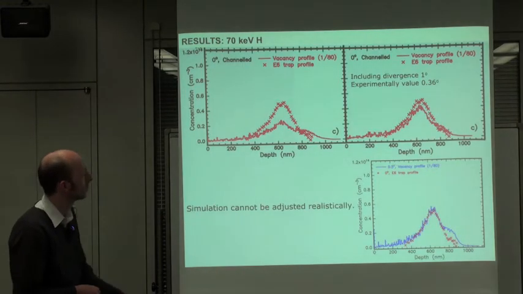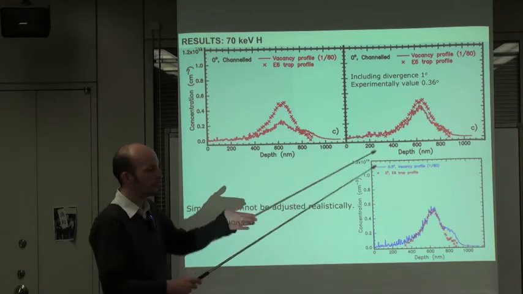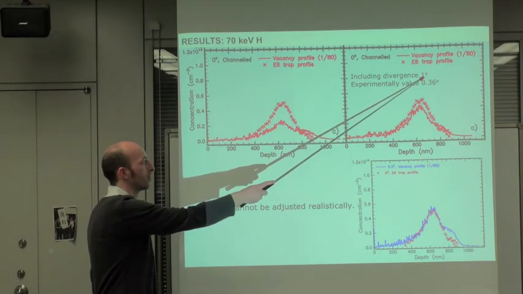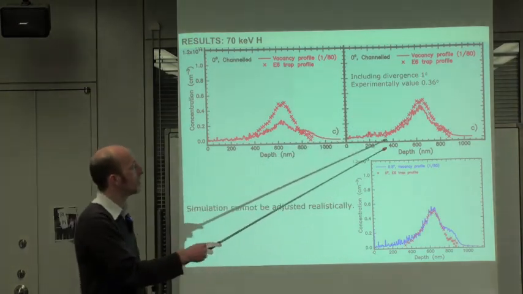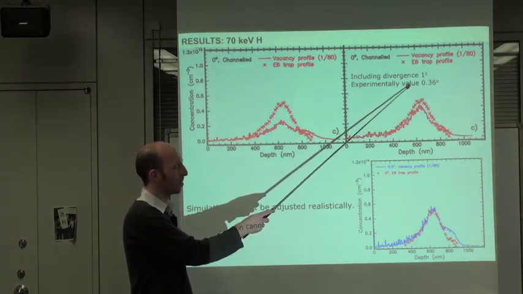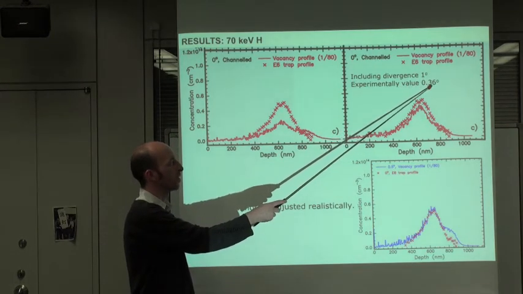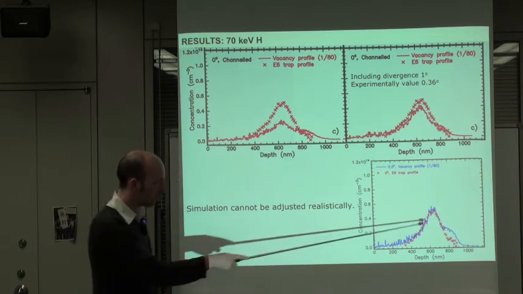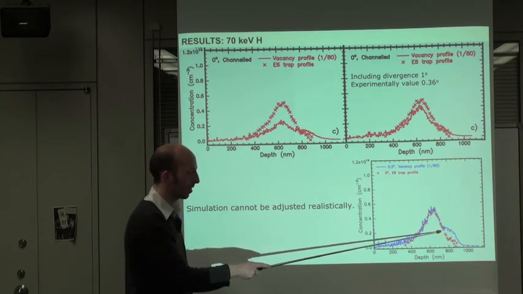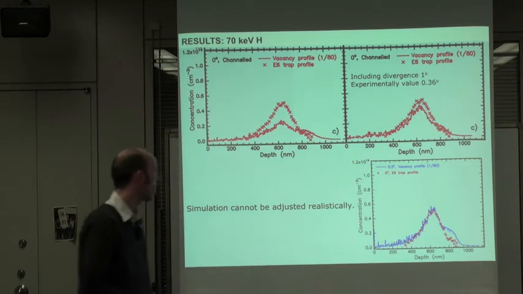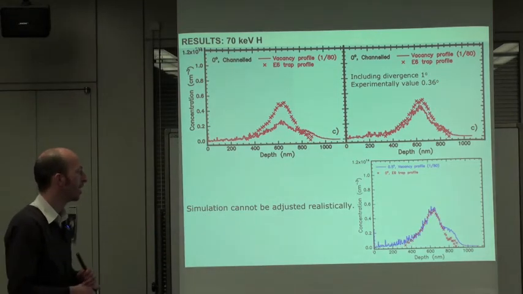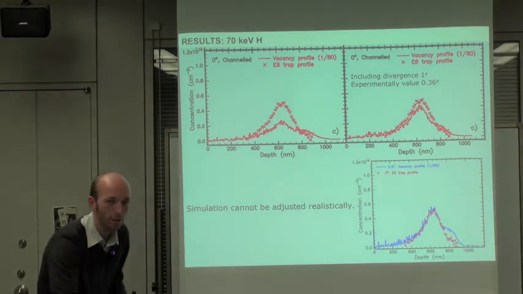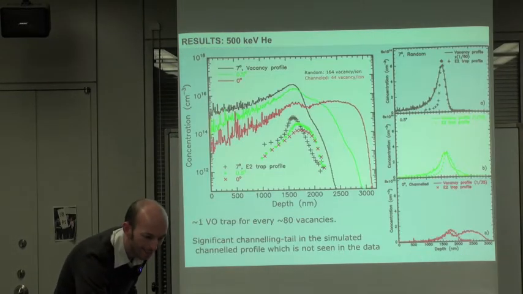Also, in the simulation, you can give your beam a divergence. Say that there's a 1% error. The experimentally determined value was 0.36 actually. But we could never get the simulation to match experiment here. The simulation couldn't be adjusted realistically, unfortunately. So this is a little bit of a mystery to us.